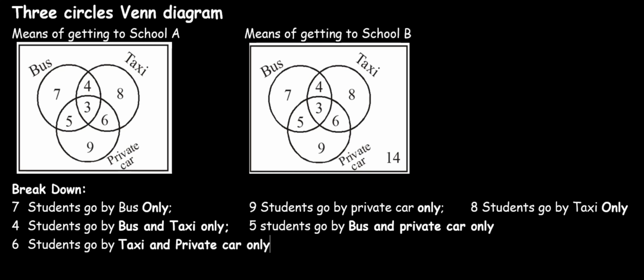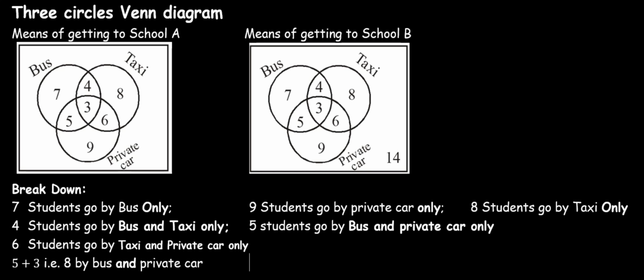Next, we have 5 plus 3, that is 8, go by bus and private car. If you note, you can see that "and" is highlighted in bold to tell you that the 5 plus 3 is their intersection between the two means of transportation involved. Next, we have 3 plus 6, that is 9, by taxi and private car.